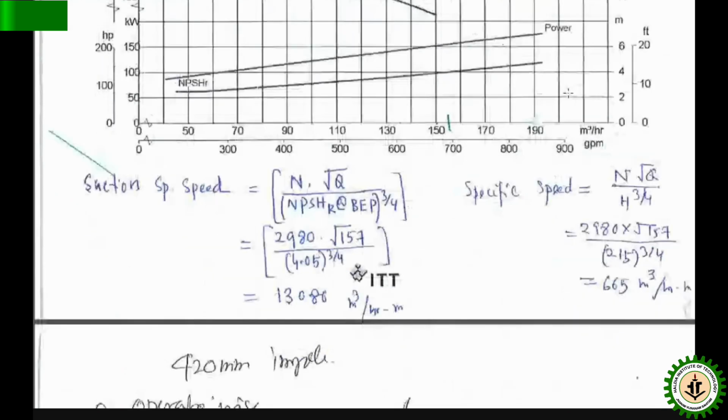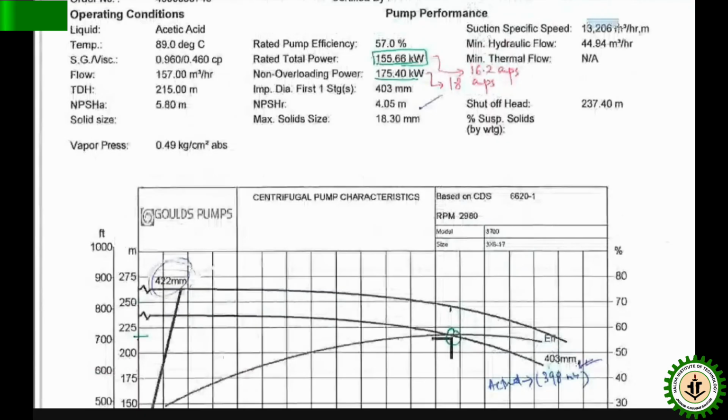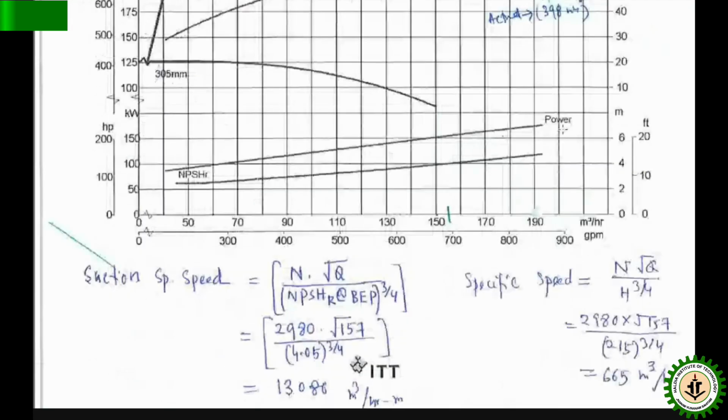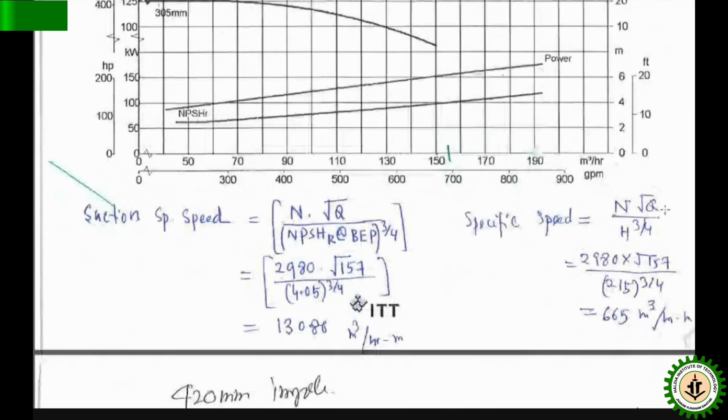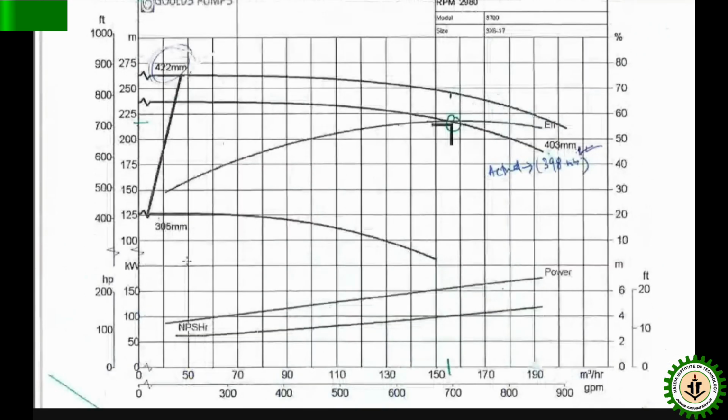There's a formula. The suction specific speed equals speed into Q to the power half, divided by NPSH required at BEP point to the power 3/4. If you calculate this, it comes to 13086. It has come here also 13086, 13206. It's close to that. So for specific speed, there's a formula also. There are certain guidelines when you select the pump. What should be the specific speed range? What should be the suction specific speed range? All this. So this way it is being done.